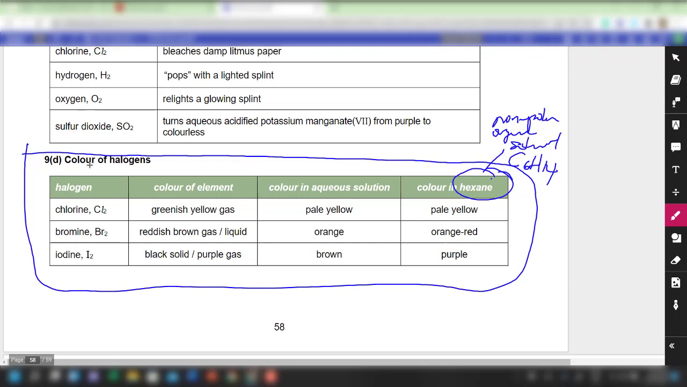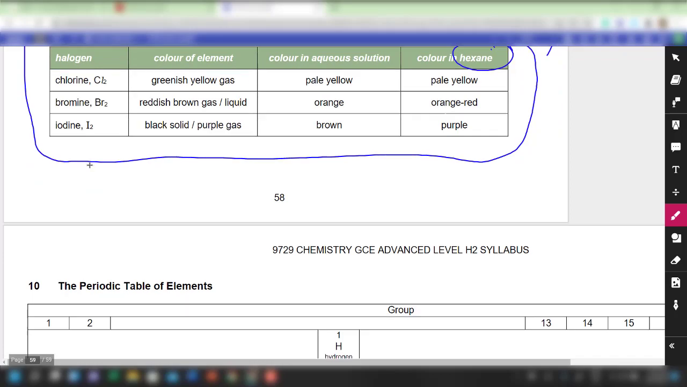Many students overlook this portion. If you overlook this portion, then I think it's high time for you to realize that it exists. This is especially the case for iodine. Iodine aqueous is brown. When it's very dilute, it's yellow or pale yellow. But the color of iodine in hexane, a non-polar solvent, is purple. So there's a huge difference. Do take note of it.